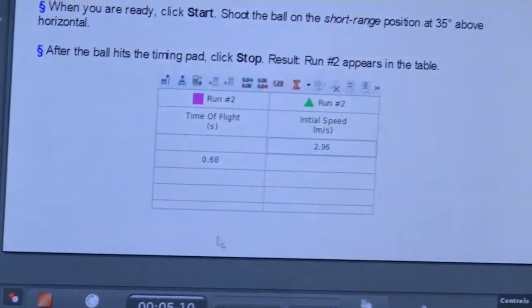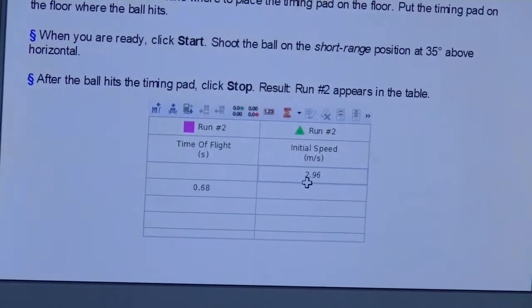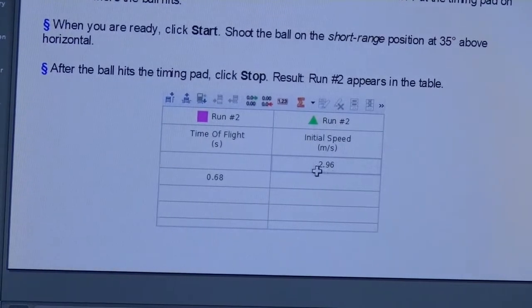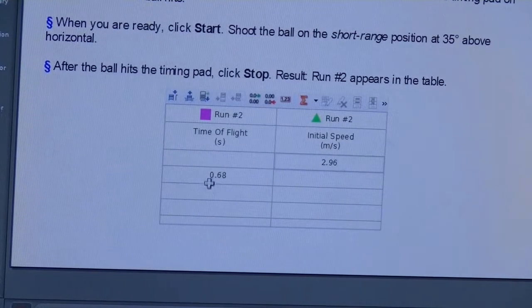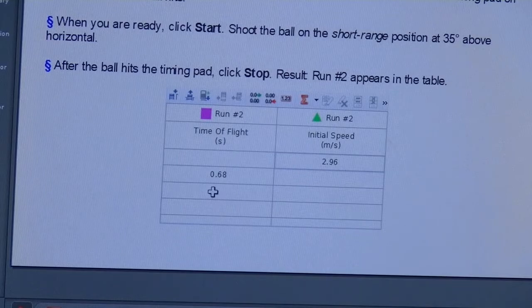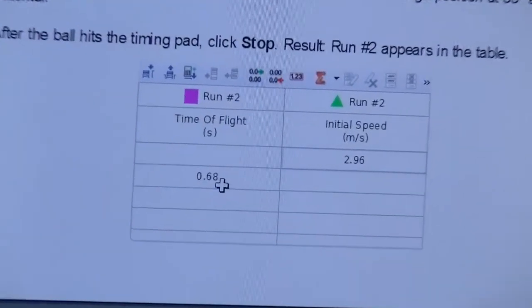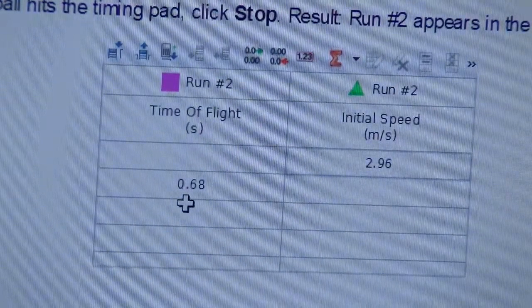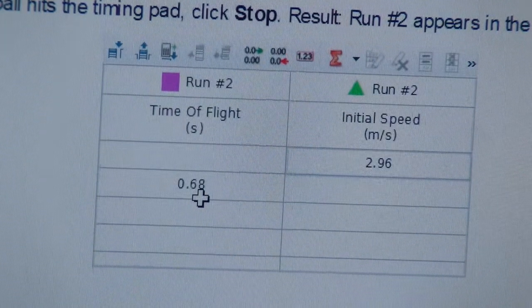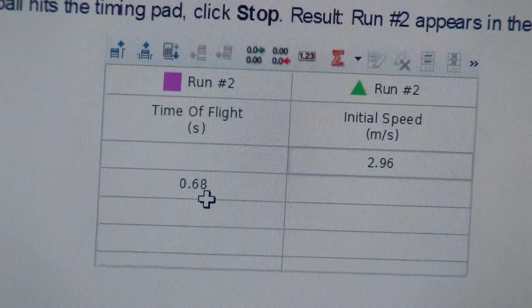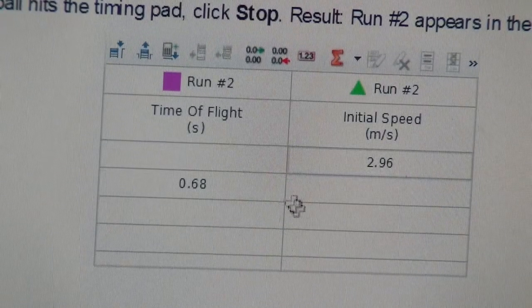So now you can see a big difference. Now the initial velocity is still similar, around 3 meters per second, but the time now is 0.68 seconds. Earlier it was 0.46 seconds, now it's 0.68 seconds. So there is a big difference.